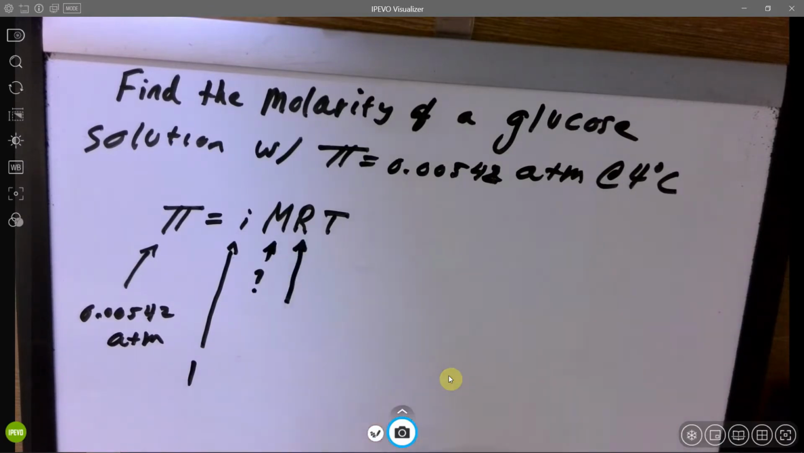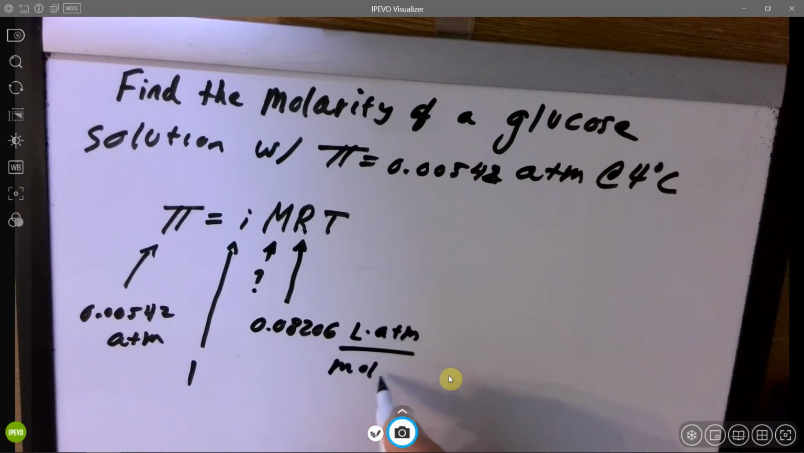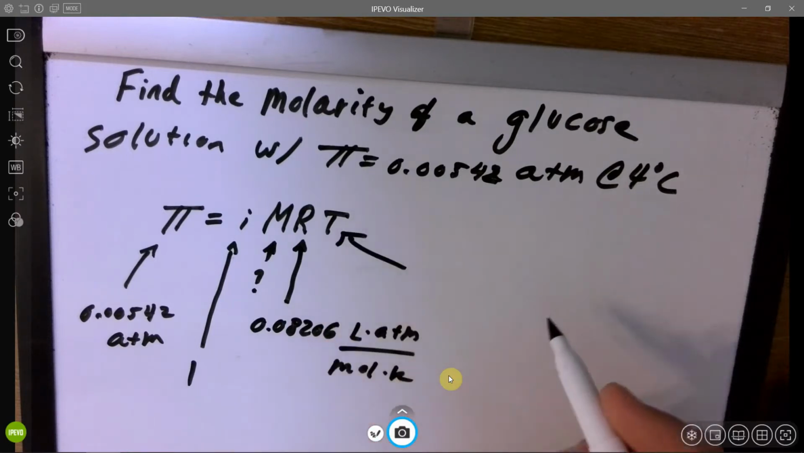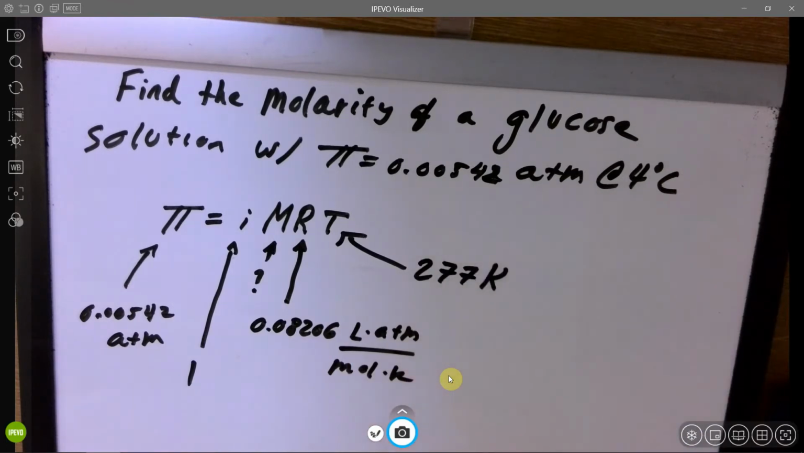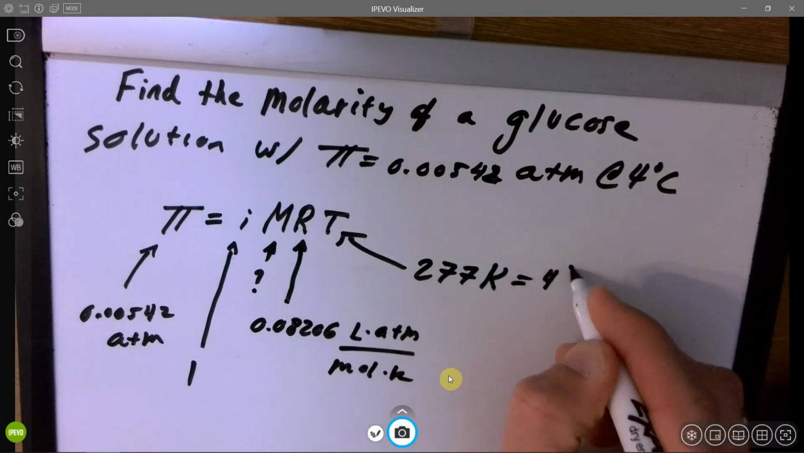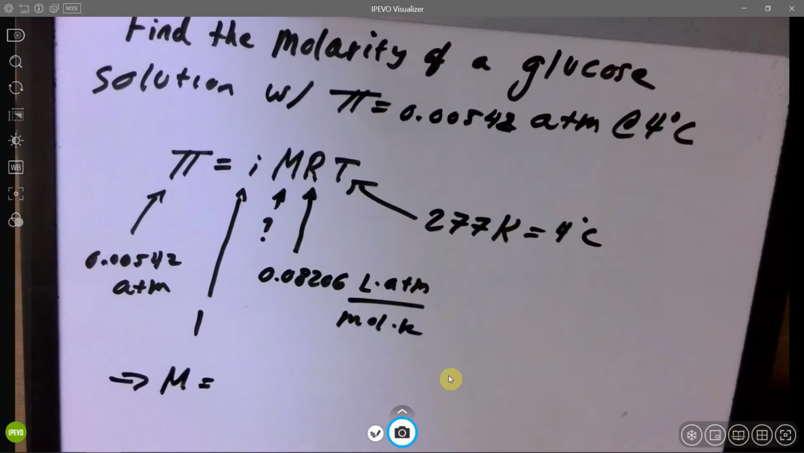R, I'm going to use R as 0.08206 liters atmosphere per mole Kelvin. And my temperature is 4 degrees Celsius, which is 277 Kelvin. Okay, so I could just put it all in, and once I do that, I get that my molarity is equal to 1.50 times 10 to the minus 4th molar.